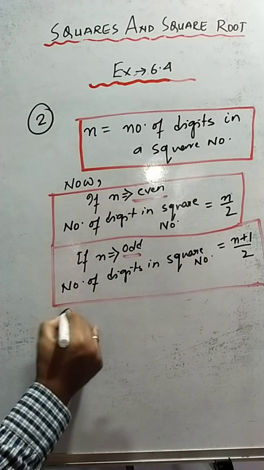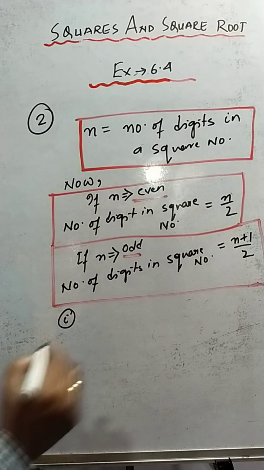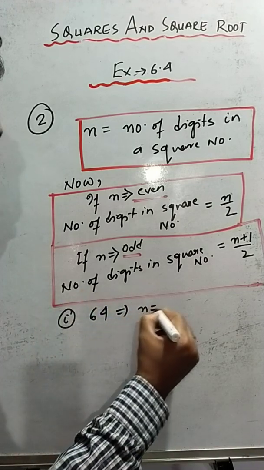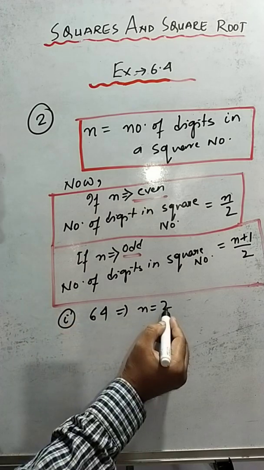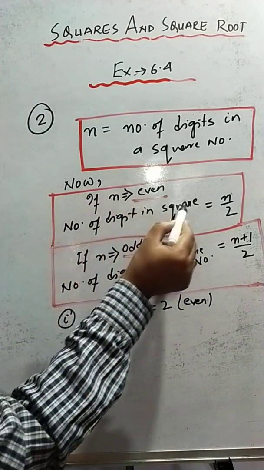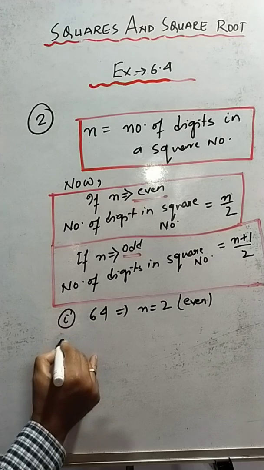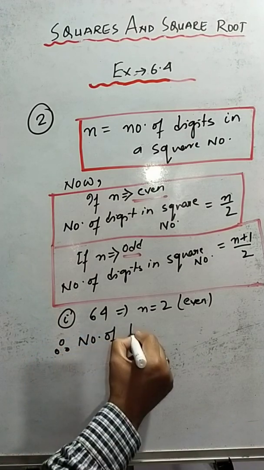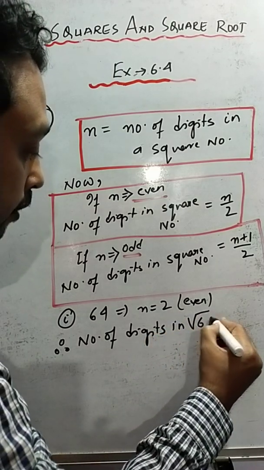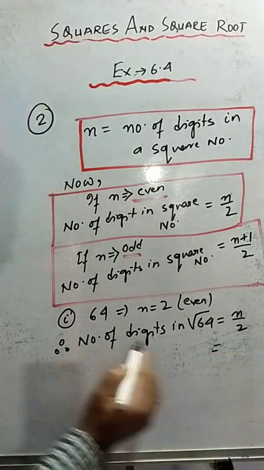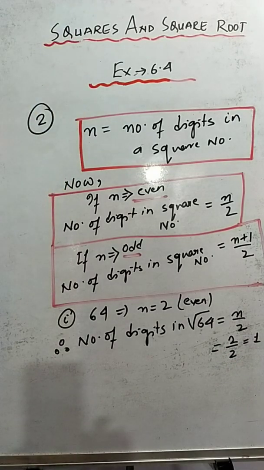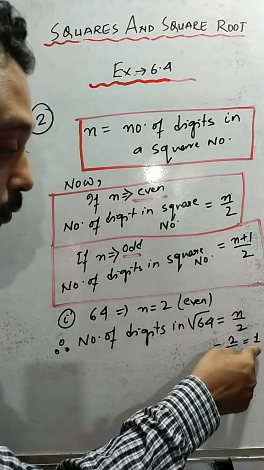Now let's talk about sum number 1. It is 64. How many digits are there in 64? So n is 2, isn't it? There are 2 digits in 64. Is 2 odd or even? Obviously it is even. So when it is even, the number of digits in the square root of 64 would be n by 2. Therefore, the number of digits in the square root of 64 would be n by 2. The value of n for 64 is 2, so 2 by 2. After calculation you will get 1. So there will be 1 digit in the square root of 64.